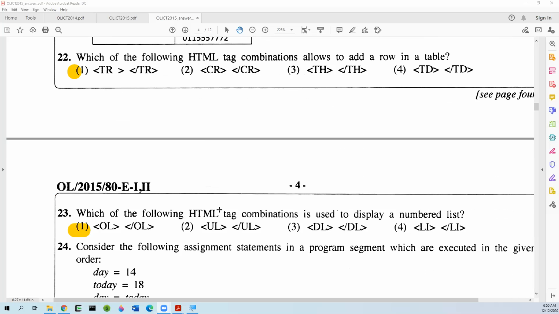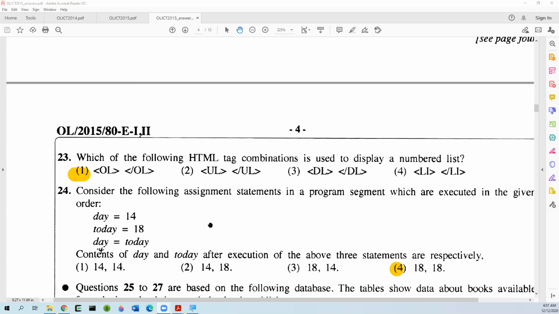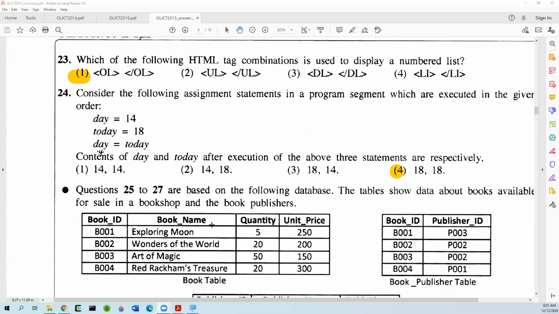Question number 22, which of the following HTML tag combinations allows you to add a row in a table? Definitely, to add a row you start with tr. Okay. Next one, which of the following HTML tag combinations is used to display a number list? Right, so that is an ordered list. So the answer is the first one.